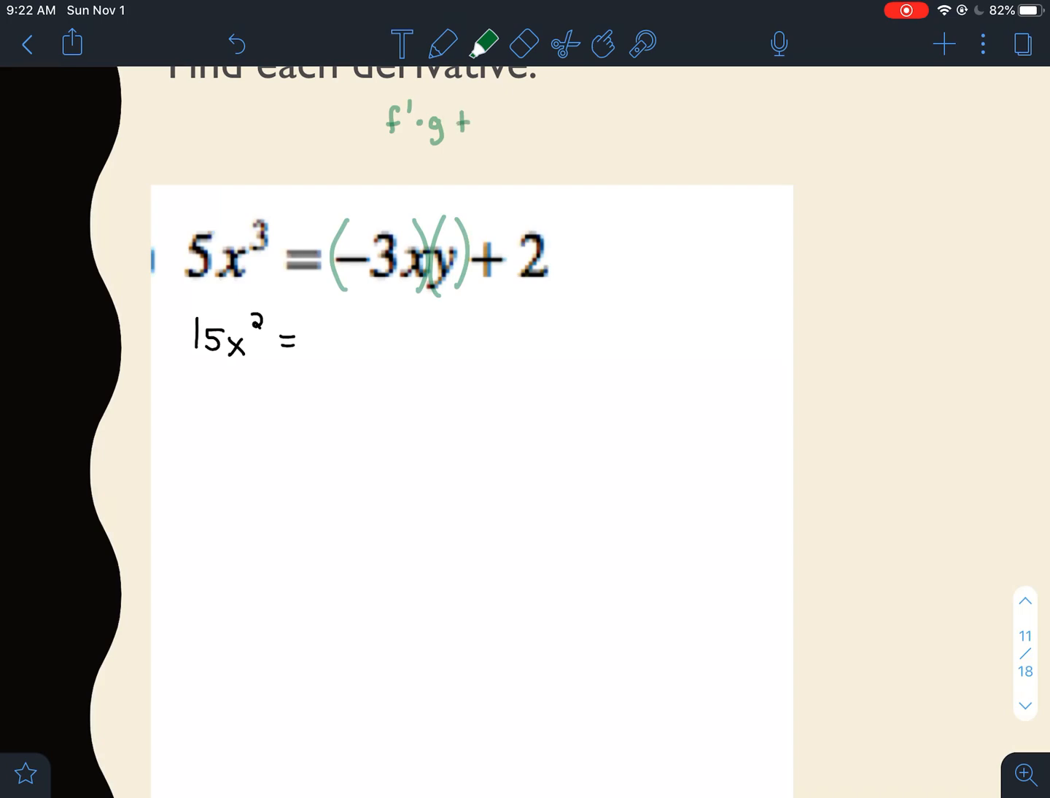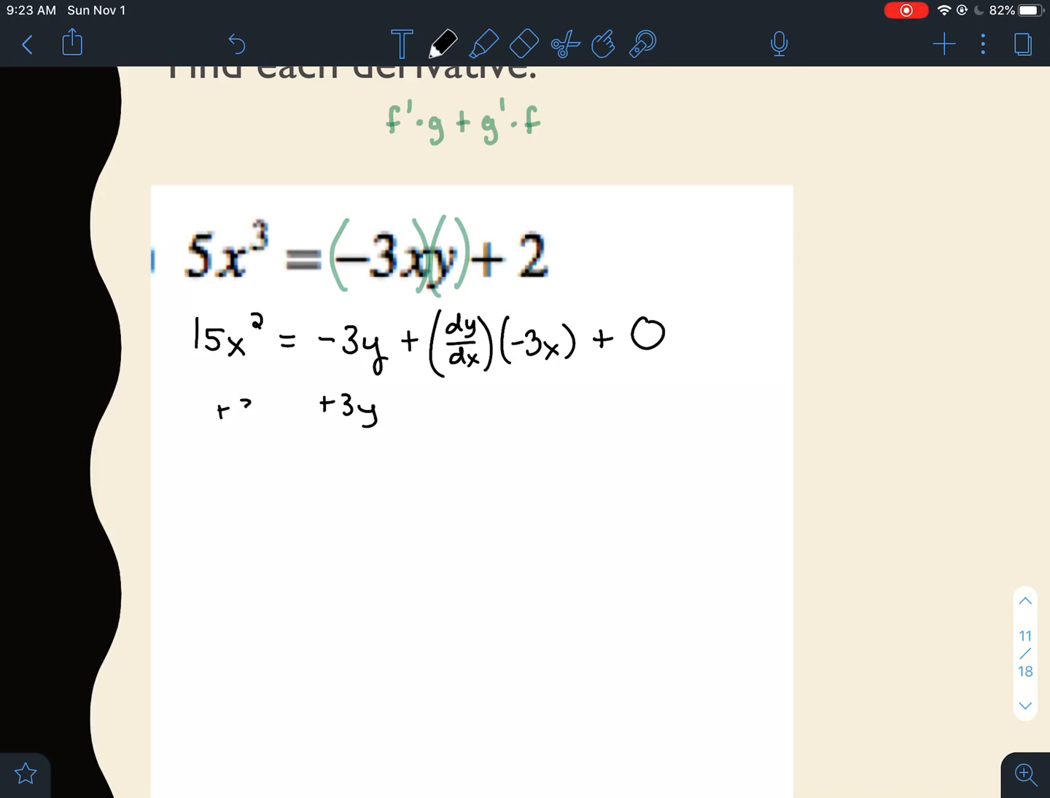So remember, product rule is you take the derivative of the first function, leave the second function alone, plus you take the derivative of the second function, times leave the first function alone. So if my first function is negative 3x, the derivative of negative 3x is just negative 3, and then leave the second function alone. The second function is y. And then plus, you take the derivative of the second function, the derivative of y is dy over dx, and then times leave the first function alone, negative 3x, and then the derivative of the 2 is 0.